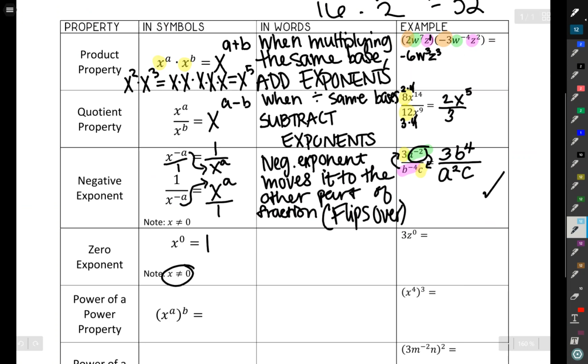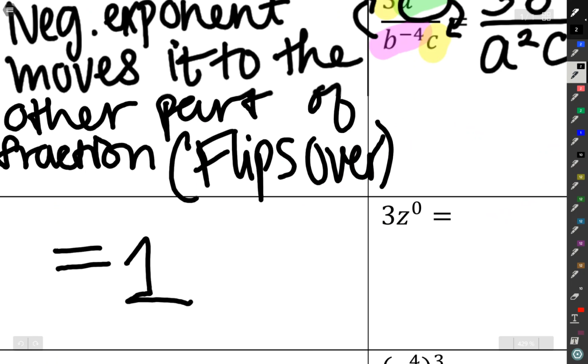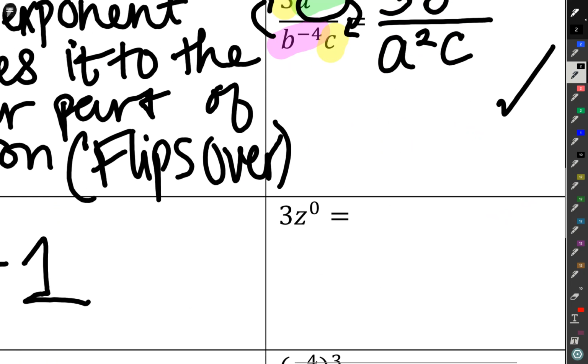So this one's an easy one to do. It just equals 1. So here we've got 3 times z to the 0 power. Now the 3 is not being taken to the 0 power, but the z is. So this is 3 times 1, which is just 3.